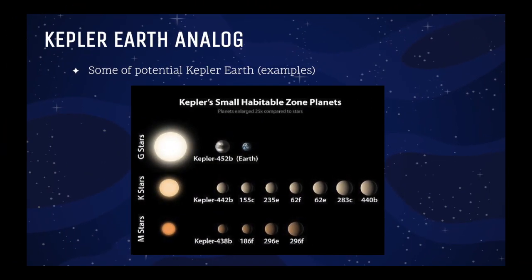In this slide, there are some potential Kepler Earth examples given below in the picture. 12 exoplanet discoveries from Kepler that are less than twice the size of the Earth and reside in the habitable zone of their host star. The size of the exoplanets is represented by the size of each sphere. These are arranged by size from left to right and by the type of the star they orbit. From the M star that is slightly cooler and smaller than the Sun, to the K star that is somewhat cooler and a bit smaller than the Sun, to the G star that includes the Sun. The sizes of the planets are enlarged by 25 times compared to the stars. The Earth is shown for reference.